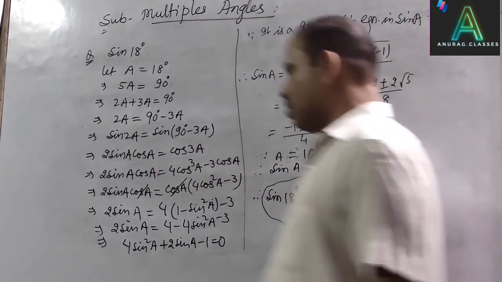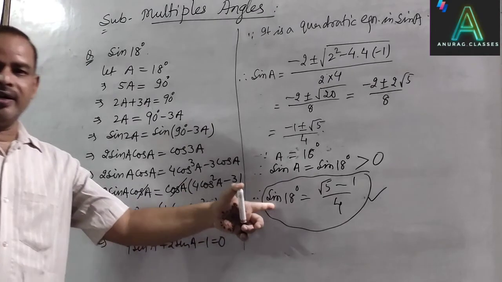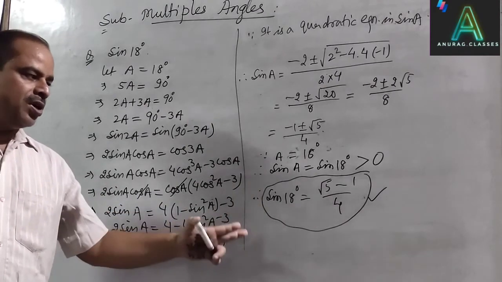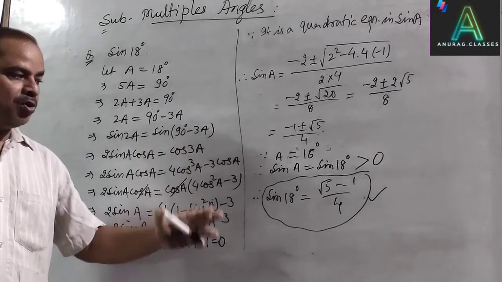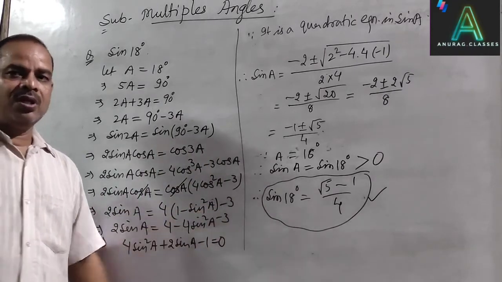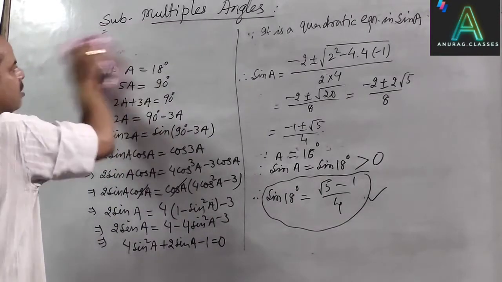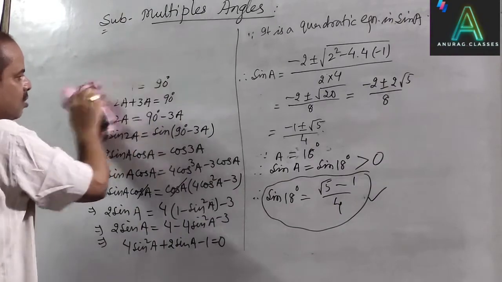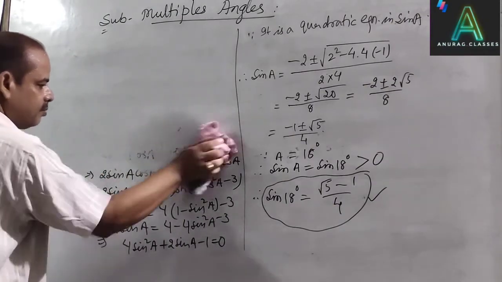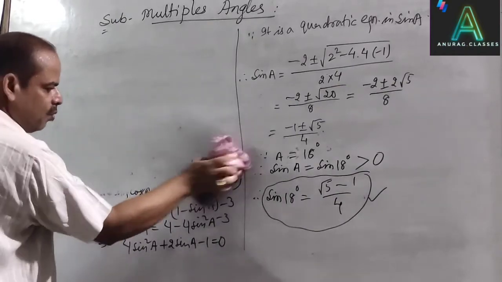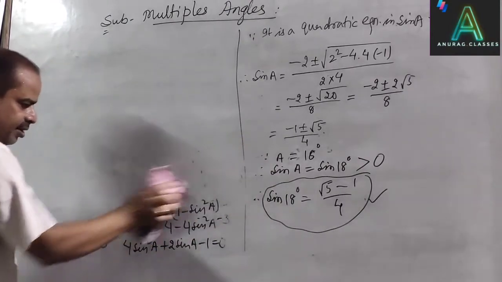So students, you have to remember this important result: sin 18 degree is equal to root 5 minus 1 by 4. Before moving further, you need to remember the value of cos 18 degree, sin 36 and cos 36. You have to remember all those values. So let us try to find the value of cos 36 degree, cos 18 degree and sin 36 degree. These values can be found very easily because we have already calculated the value of sin 18 degree.